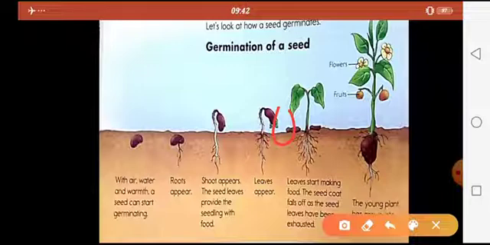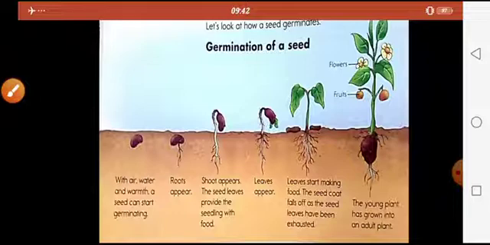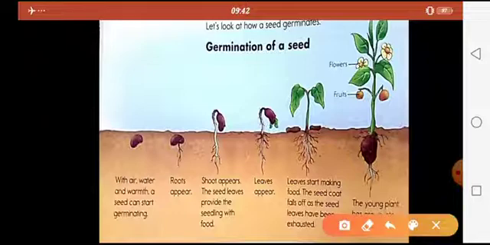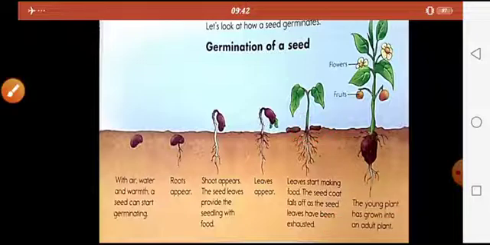Okay. After that, the leaves start making the food. The seed coat falls off. Yes, the seed coat falls off here as the seed leaves have been exhausted. The last one, the young plant has grown into an adult plant by producing the flowers.